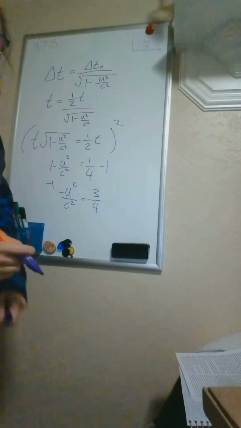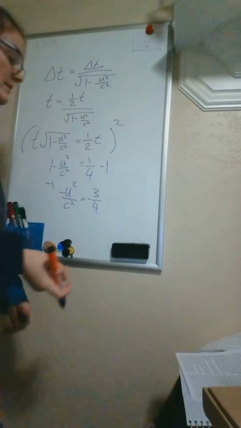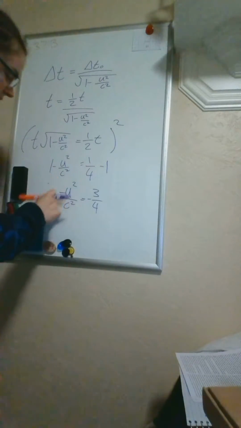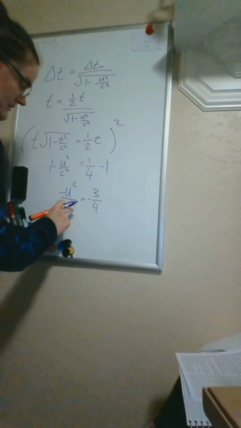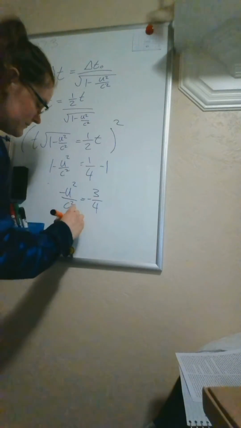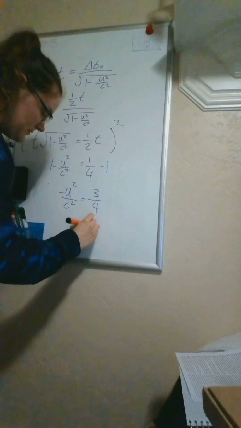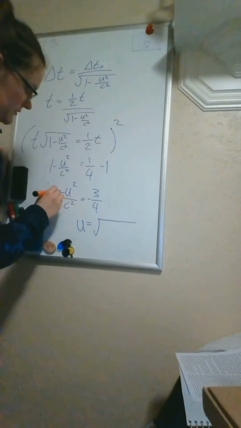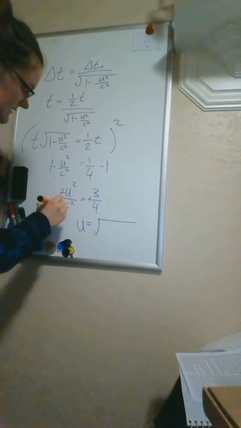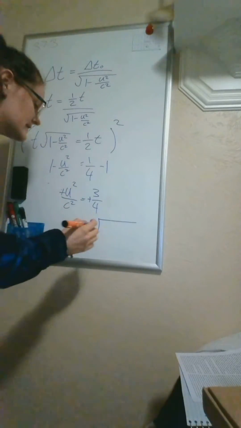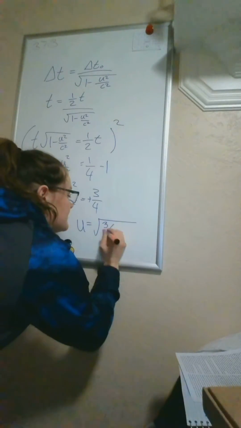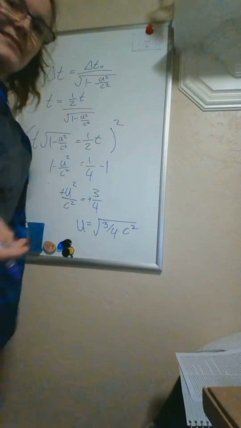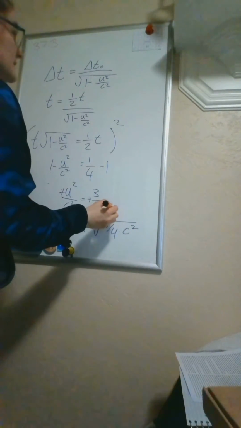-3/4. And then all at the same time, since I'm running out of space on my board, I'm going to multiply by negative c squared and take the square root. So u is equal to the square root of this whole thing. I'm going to multiply by my negative, that will make it positive, multiply by my c squared, so this becomes 3/4 times c squared. So then we can reduce that more.